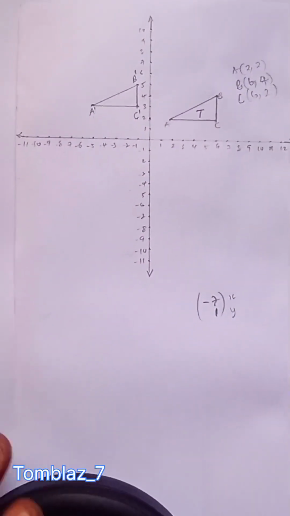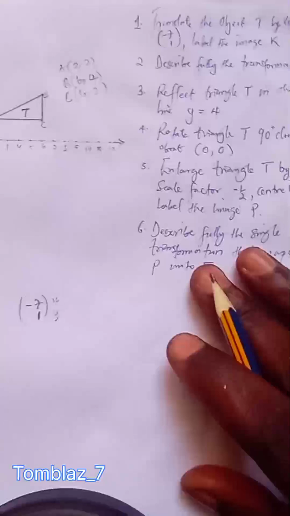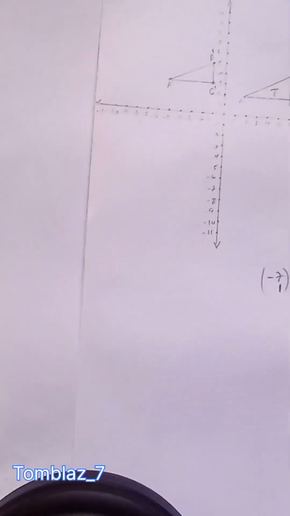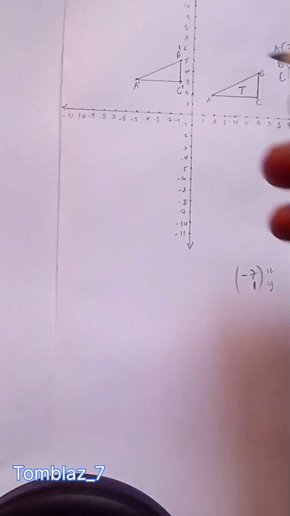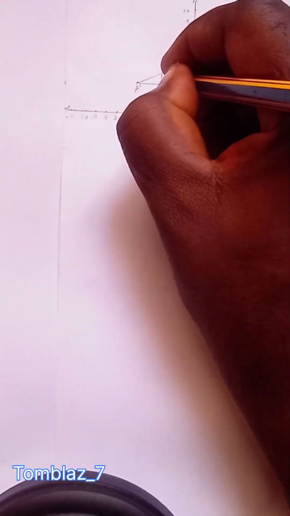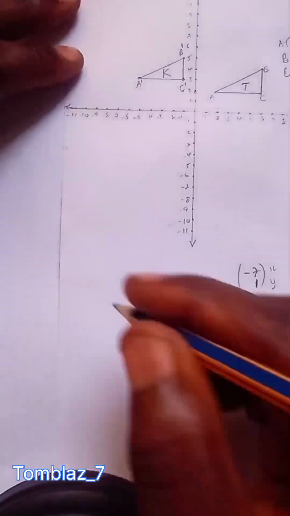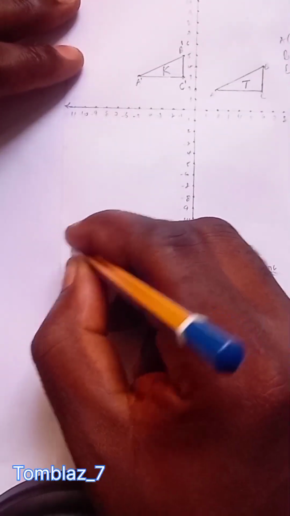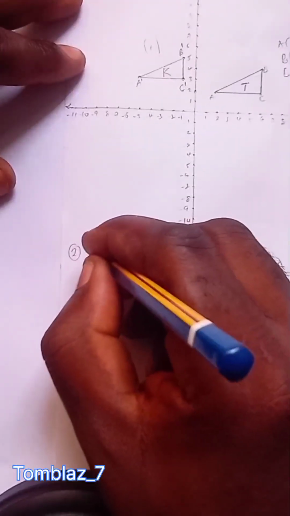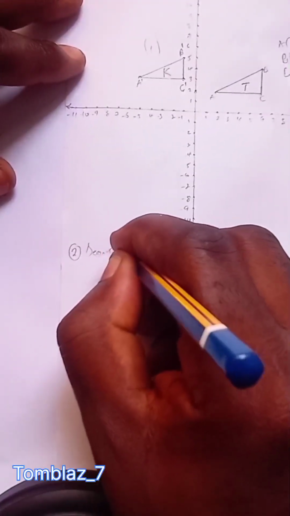The next question said describe fully the transformation, and they say you should label it K. So let's not forget, call it K. So they say we should describe fully the transformation. This is 1, question 1 is answered. This is 2. So now we're going to be describing.